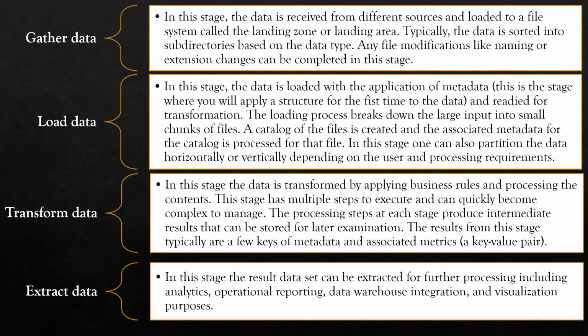The next stage is transform the data. After we gather and load, we might want to transform the data by applying business rules and processing the contents. This stage has multiple steps to execute and can quickly become complex to manage. The processing steps at each stage produce intermediate results that can be stored for later examination. The results from this stage are typically a few keys of metadata associated matrix.